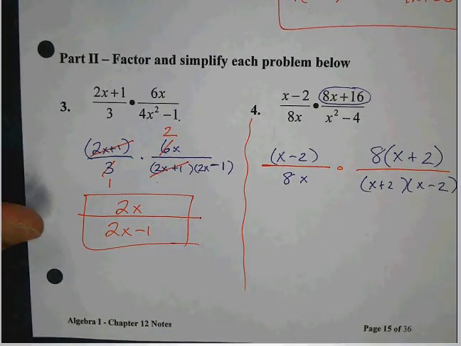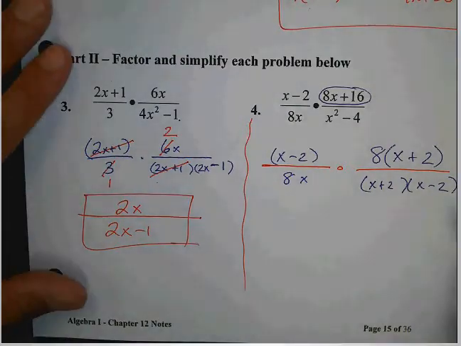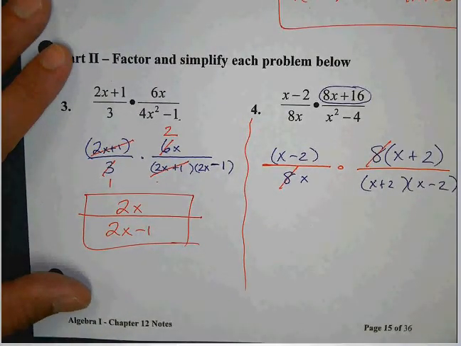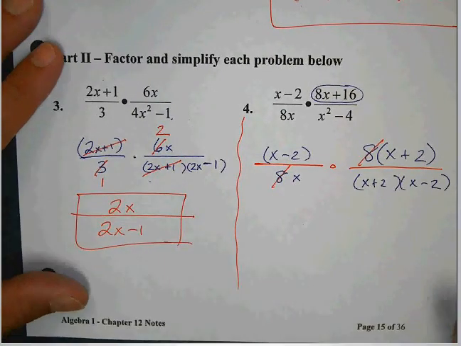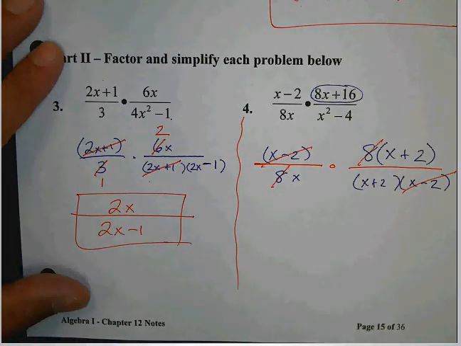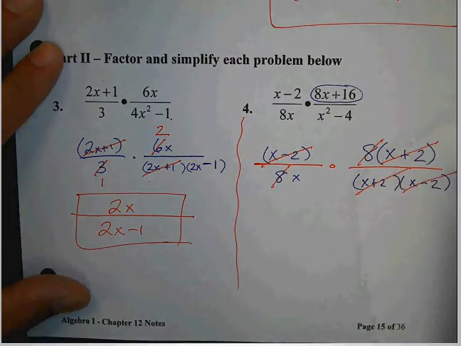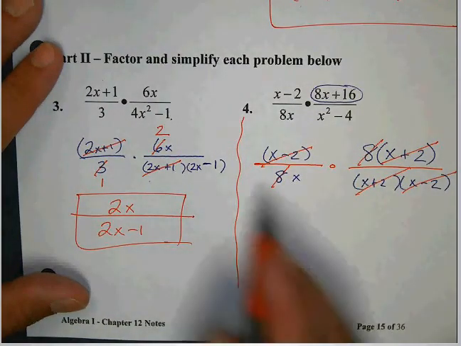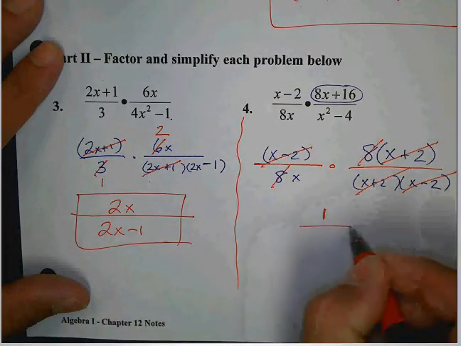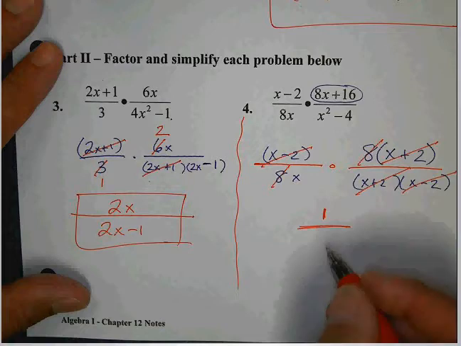So, does anything cancel? You can cancel the 8s, because they're connected with multiplication. Does anything else cancel? The x minus 2's cancel, because they're connected, and the x plus 2's cancel. What's left on the top? 1. A 1. What's left on the bottom? An x.